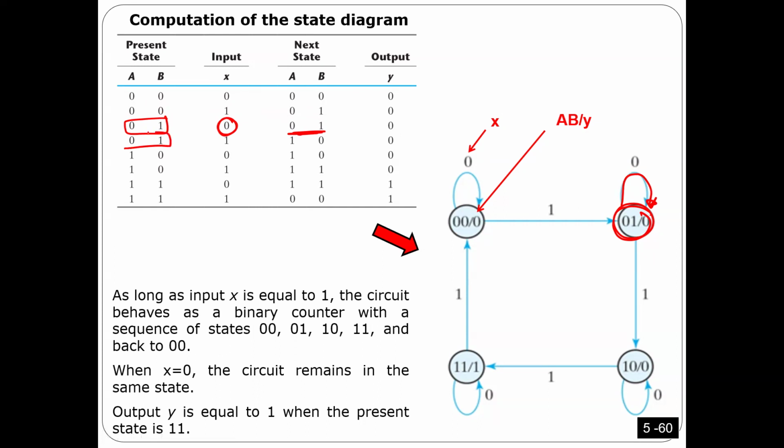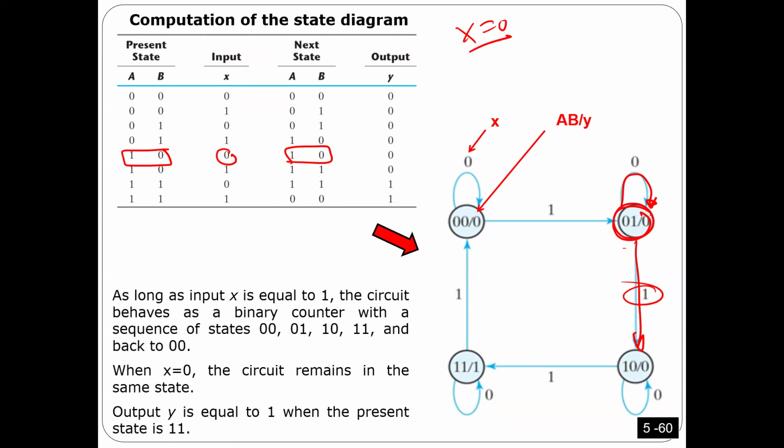But if it is 0, 1 and x is 1, it has to go to 1, 0. Let's see another one here. If it is 1, 0 and x is 0, it has to go to 1, 0. So you can always notice in this circuit, when x is equal to 0, it has to look to itself. It happens for all of them.